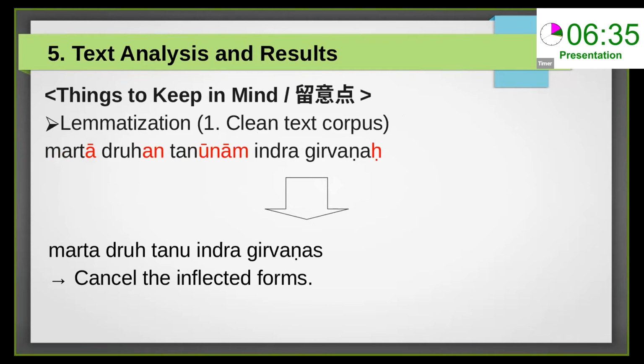In this example sentence, I get rid of all the grammatical features in order to identify different forms of the same word. Otherwise, for instance, tanunam, which is the genitive plural of tanu, would be distinguished from tanu, even though tanunam is inflected from tanu. So the inflected forms should be cancelled.